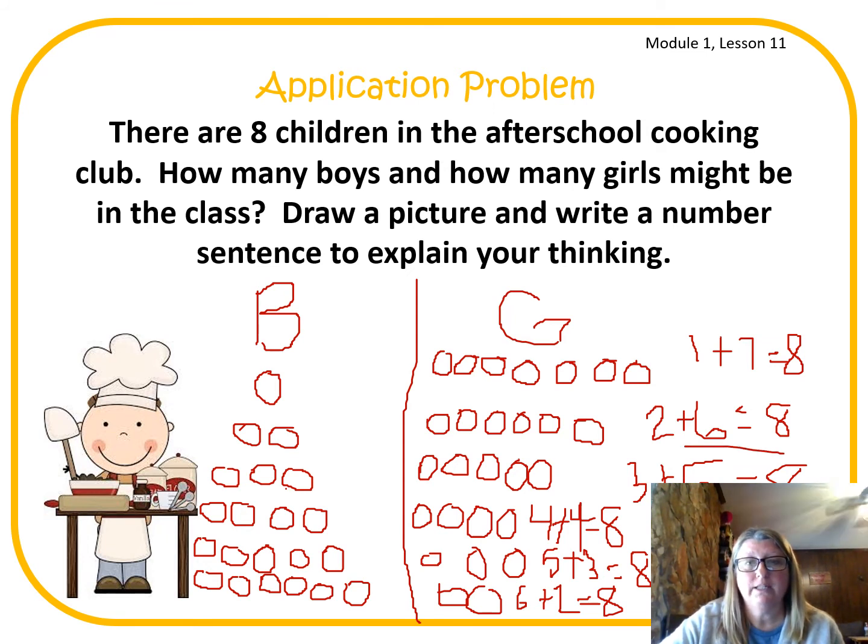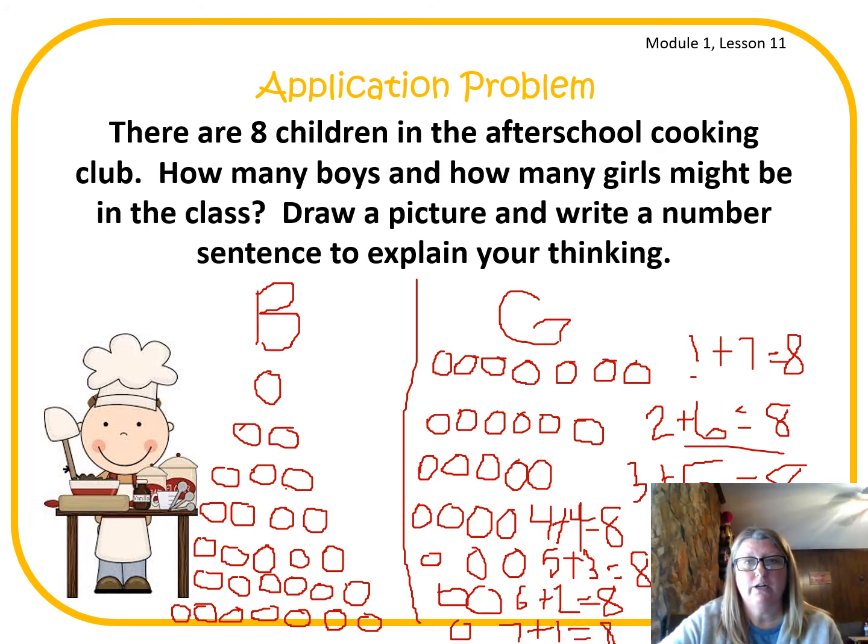Well, look up here. We had 2 plus 6 equals 8. So here's another turnaround fact. Now it's 6 plus 2 equals 8. Okay? And let's see if there were 7 boys in the class. So 1, 2, 3, 4, 5, 6, 7. If there were 7 boys in the class, so 7, 8. There would only be 1 girl in the class. And that number sentence would be 7 plus 1 equals 8.